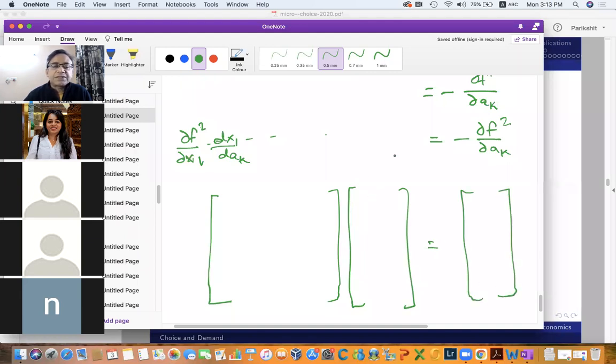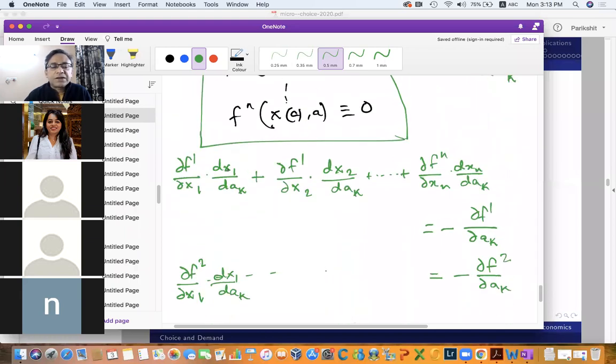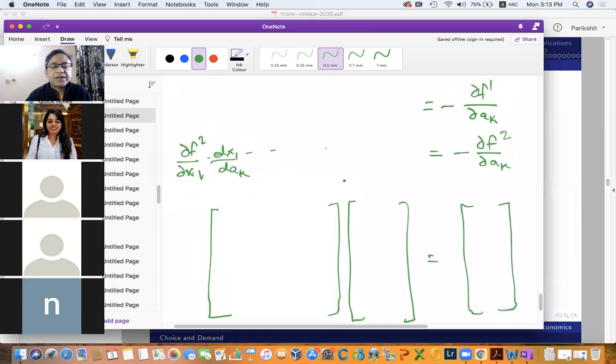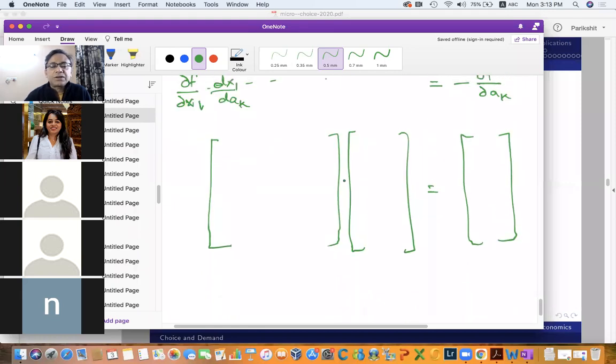What is this vector? This is the vector of all these. Remember, in every line, the first thing, in the first place, we have dx1 dak. The second place, we have dx2 dak. And so the vector over here is dx1 dak, dx2 dak, going all the way down to dxn dak.